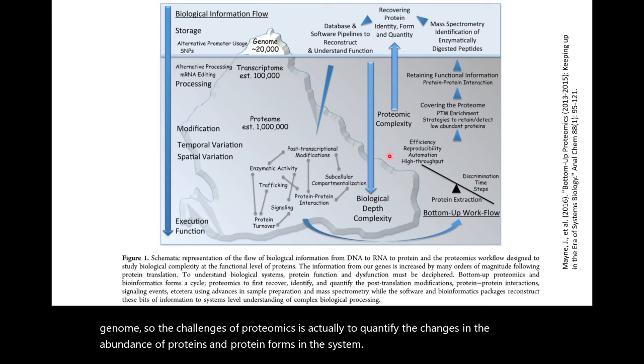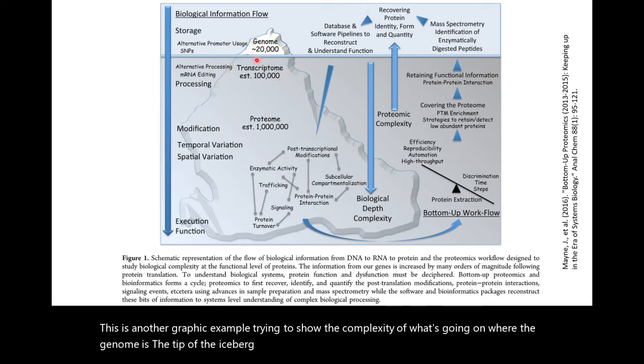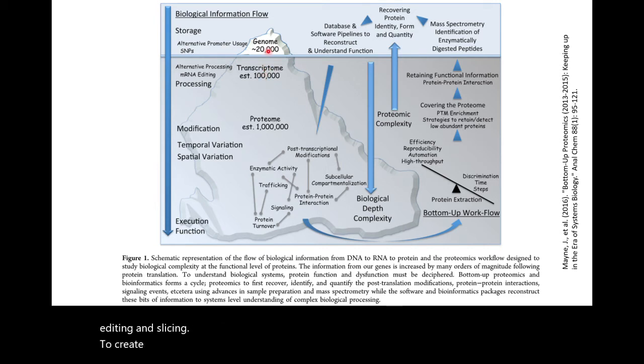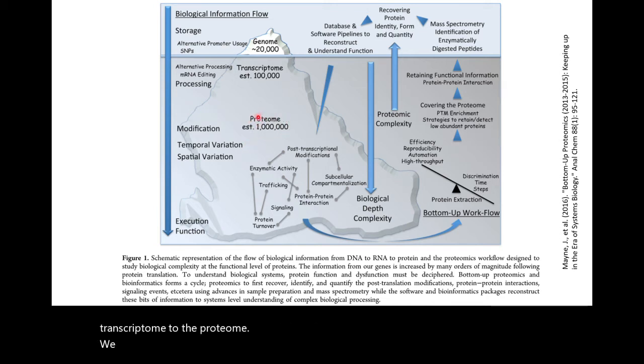This is another graphic example trying to show you the complexity of what's going on, where the genome is the tip of the iceberg, but then we get transcripts and alternative processing and editing and splicing to create an estimated 100,000 transcripts from these 20,000 genes. But then from the transcriptome to the proteome, we get an estimated 1 million different proteoforms in a particular cell.